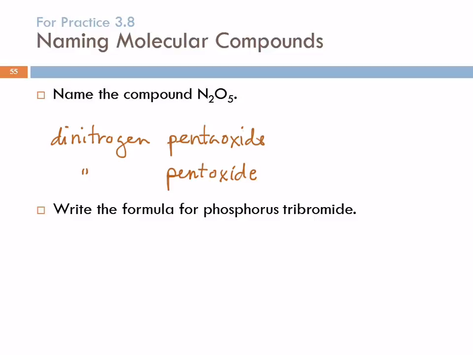I'll just warn you, students tend to like the system for naming molecular compounds, and then they want to use it for everything. You can only use it if there's two nonmetals. What if we have a name, like phosphorus tribromide, and they say, what's the formula? Well, here's our first element, phosphorus. There's no prefix in front of it, so that means there's one of it. And then the symbol for phosphorus is capital P. Tribromide. Tri means there's three of the bromines. So P, Br, and then a subscript 3. Phosphorus tribromide. Any questions? PBr3.